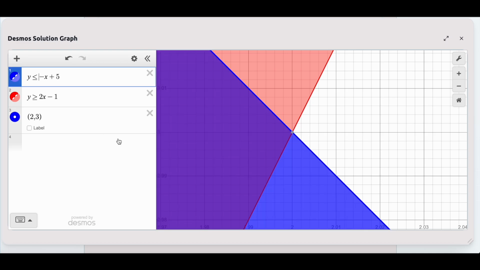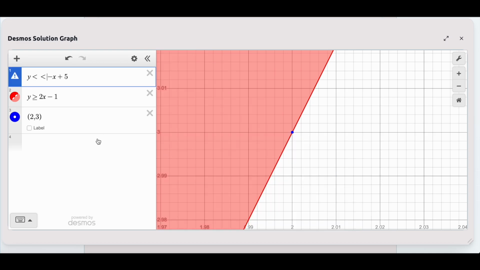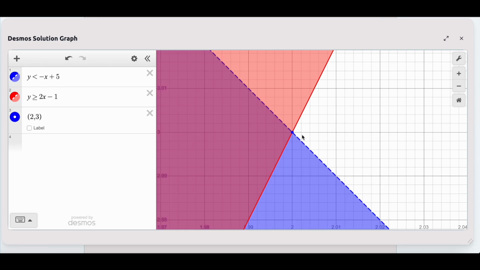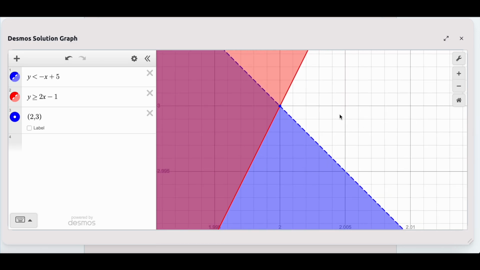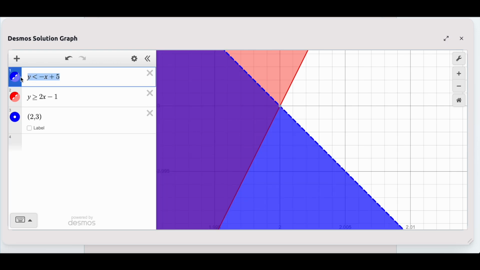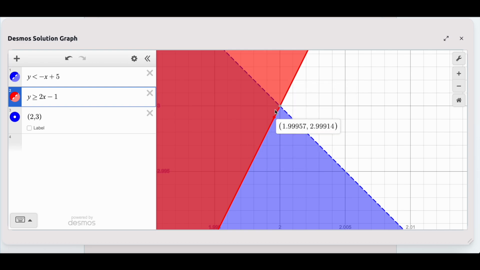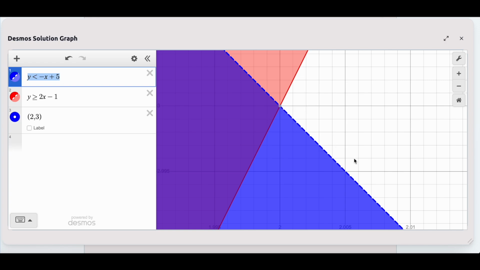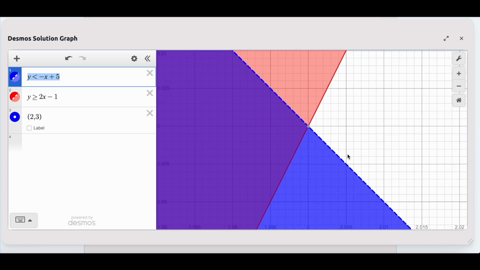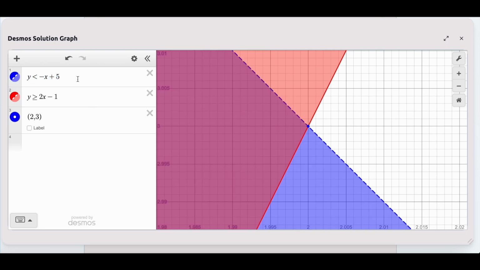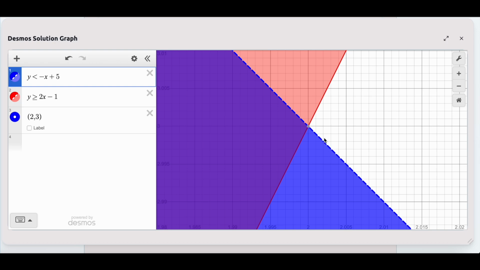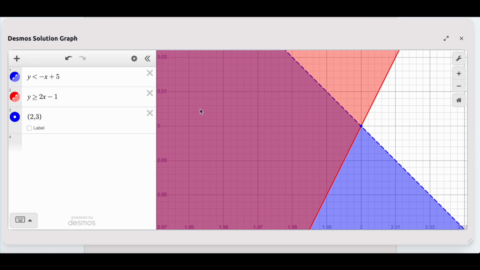Let's say that one of these was not less than or equal to, but instead just less than: y is less than negative x plus 5. This would not be okay, because any point that lies along this dotted or dashed line does not count as a solution to this first one. For the second one, it can lie on the red line because it's y is greater than or equal to. But for this first one, any point along this dashed blue line does not count. It has to be in the shaded region. If we had this inequality instead, then (2, 3) wouldn't work. It would have to be well within this shaded region.